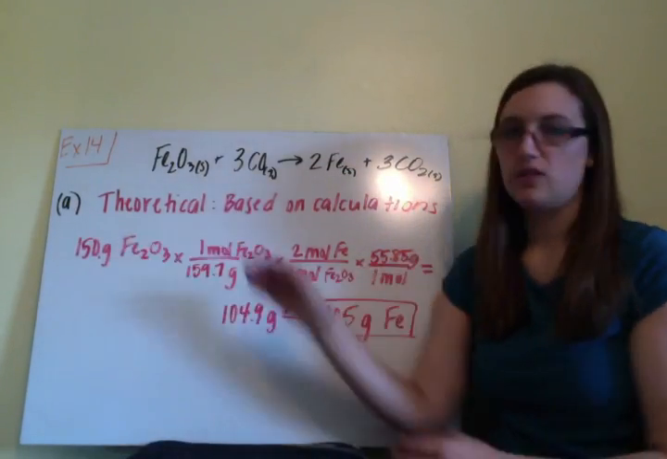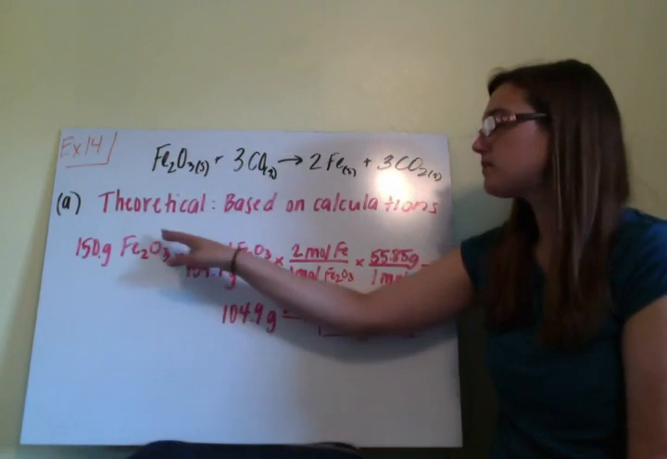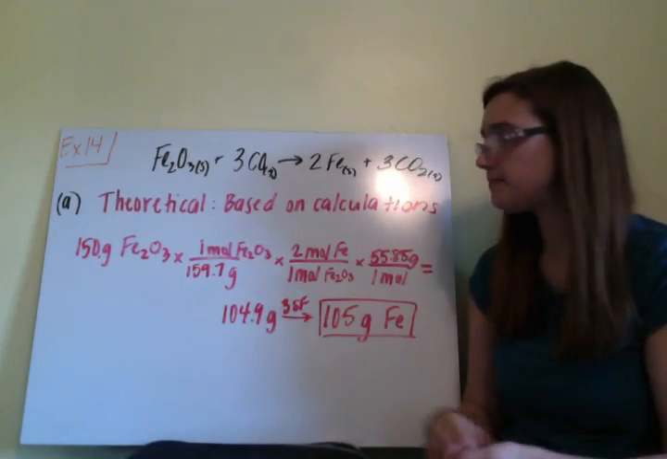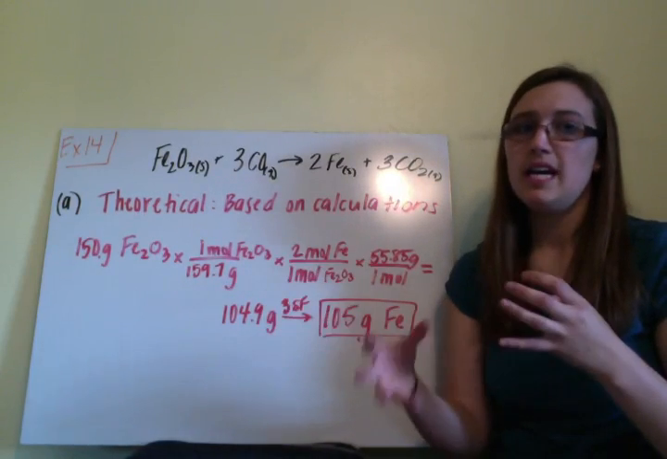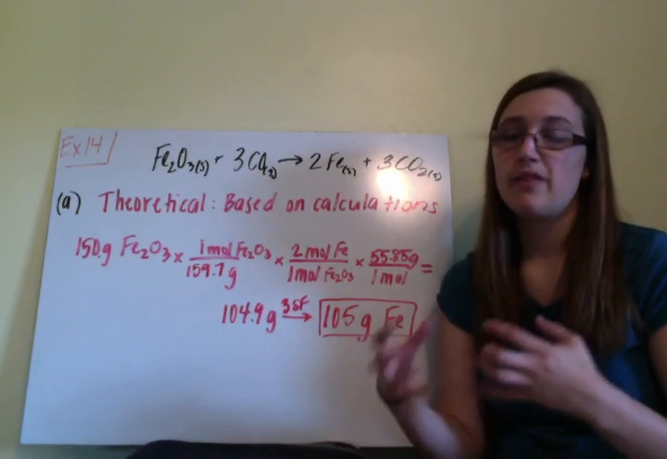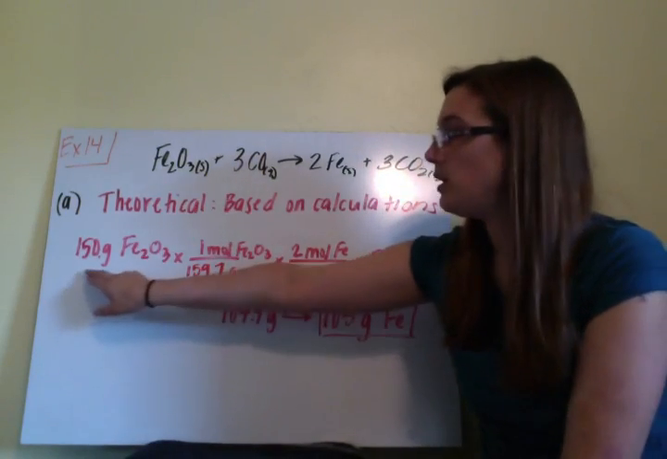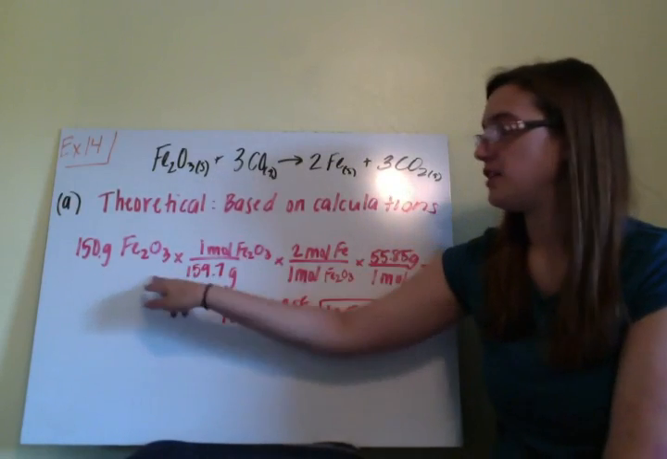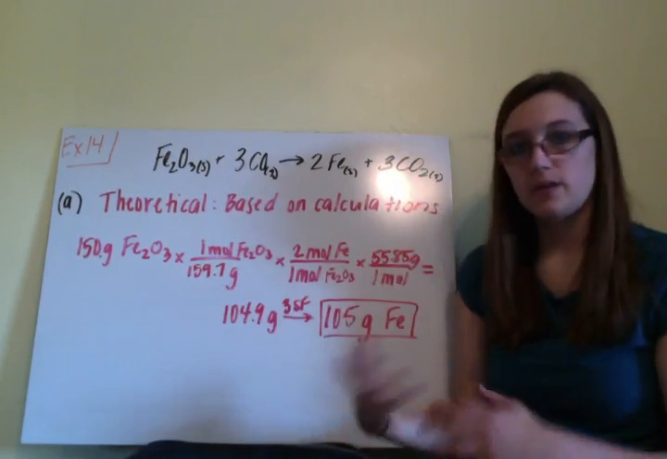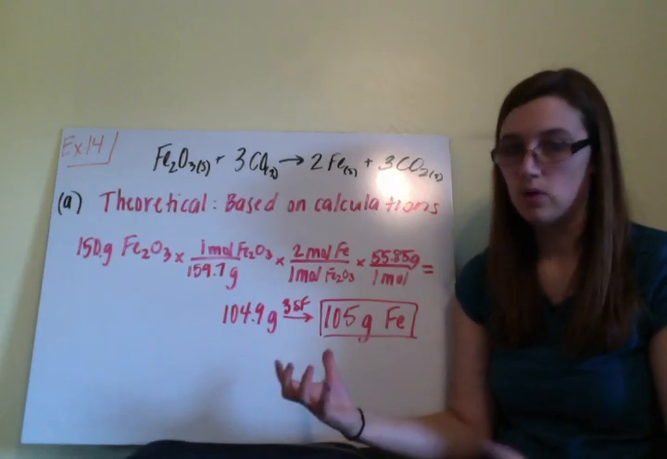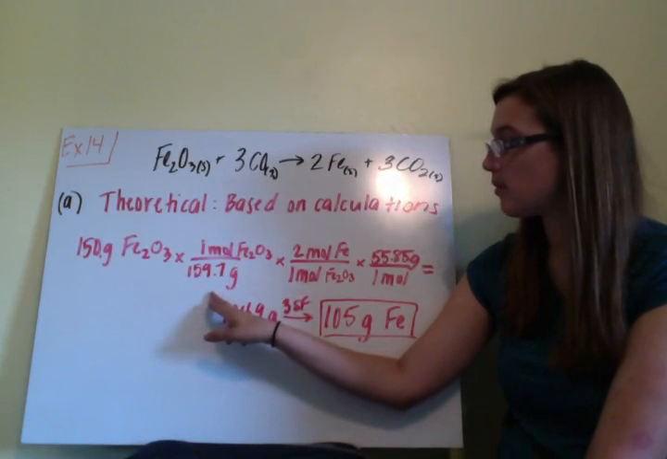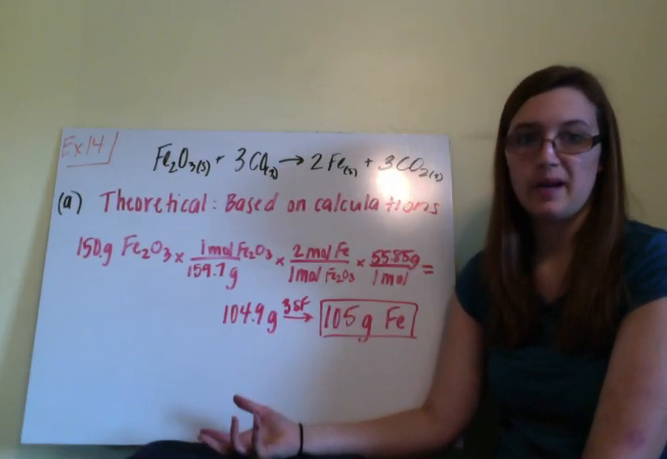The theoretical yield is what it asks you to calculate. The theoretical yield is based on your stoichiometric calculations. Remember, theoretical yield is always in grams. When you're talking about yield, usually you're talking about the mass, which is grams. So we're going to start with our 150 grams of iron(III) oxide. Whenever we have grams, what should we go to? Moles. So we go from grams to moles using the molar mass from the periodic table. That gets us to moles of iron(III) oxide.